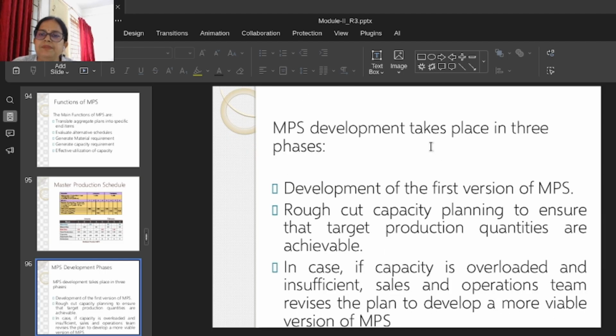MPS development takes place in 3 phases. Development of the first version of MPS, then rough cut capacity planning. In case the capacity is overloaded and insufficient, the sales and operation team revise the plan to develop a more viable version of MPS.